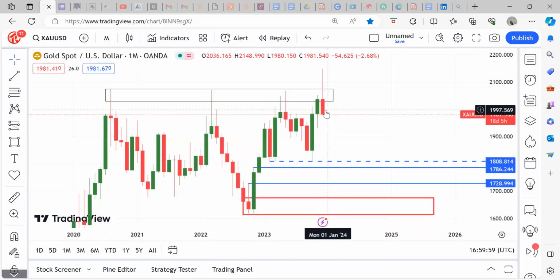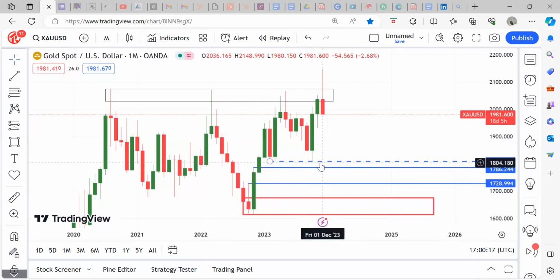Now, once I see those two things, I'll go on the smaller time frames, the daily time frame and 4 hours time frame, to look for short opportunities. But if I don't see these two things playing out, then I'm not going to be on this trade, because it's possible that this guy is going to collapse, because of course there's a sell side liquidity.